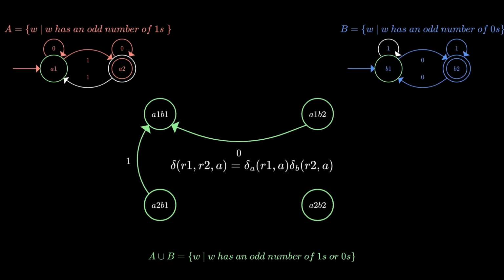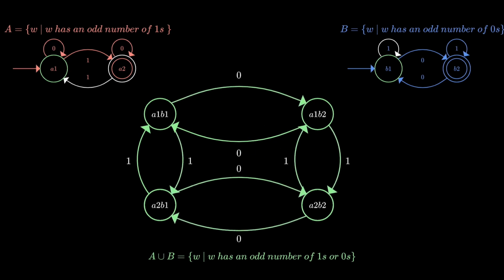To put this in a slightly more confusing manner, given two states, R1 and R2, and an input A, our new state is equal to the result of the transition function applied to the two original finite automata. We can do this for the other transitions in the machine as well.